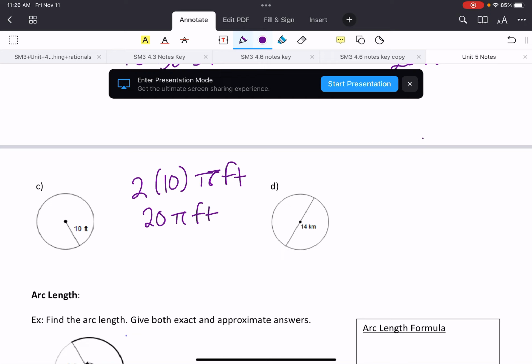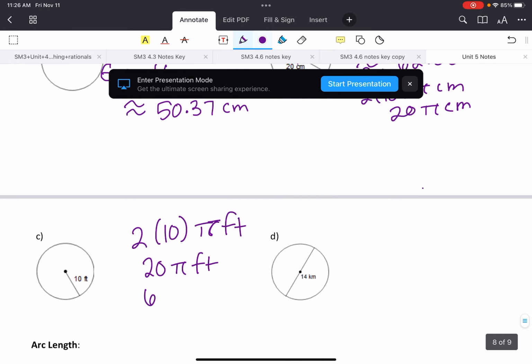Are we good? .83 feet. Keep your units of measure. So this is exact, and this is our approximate.